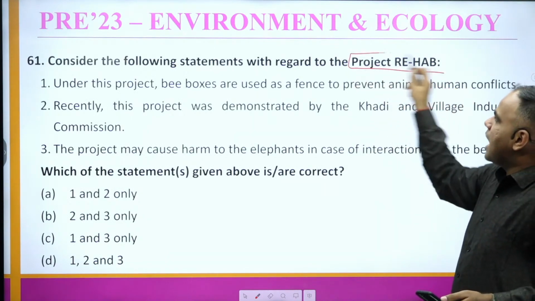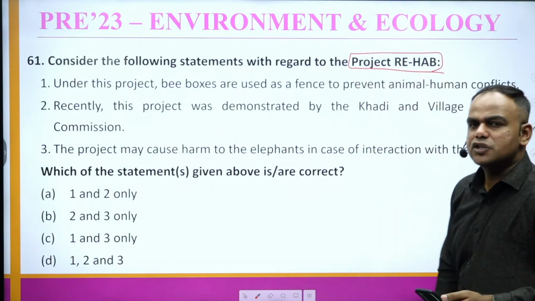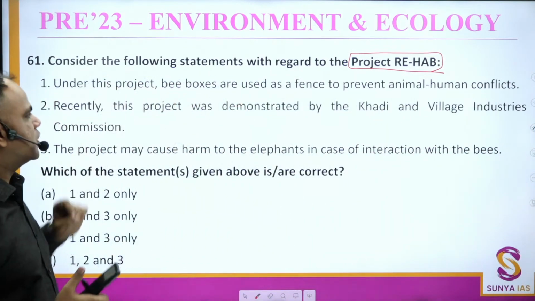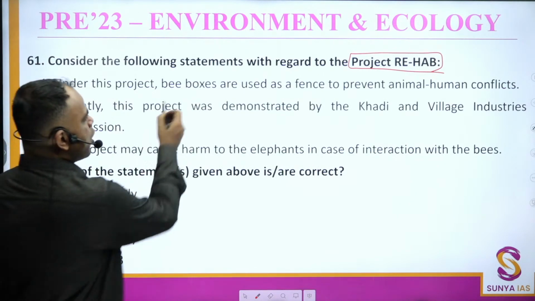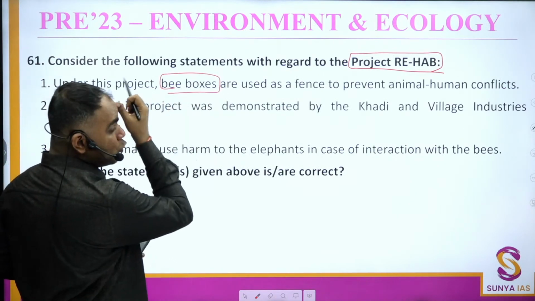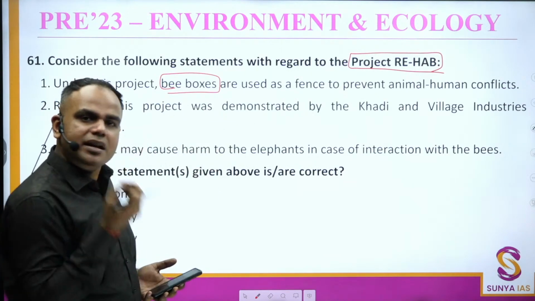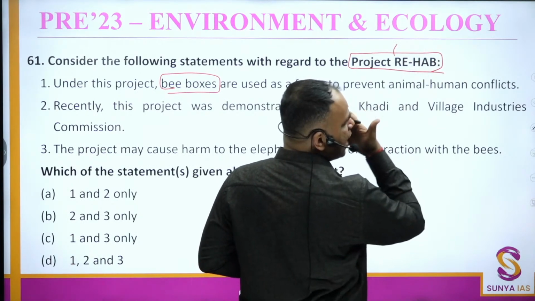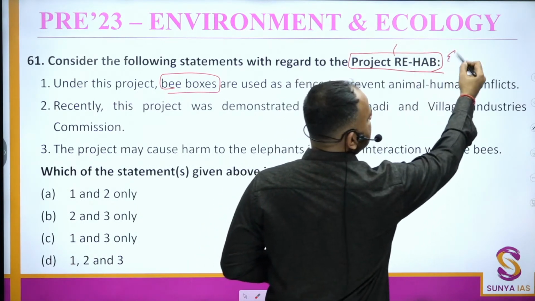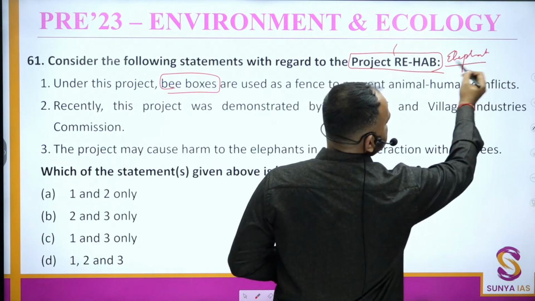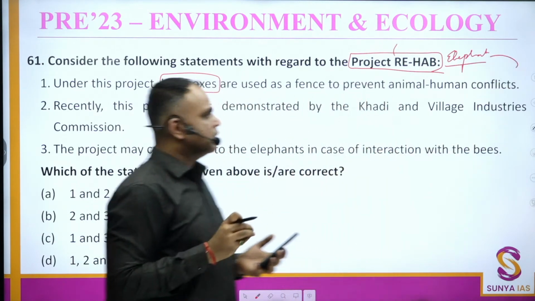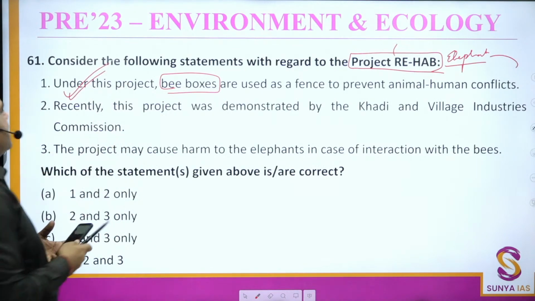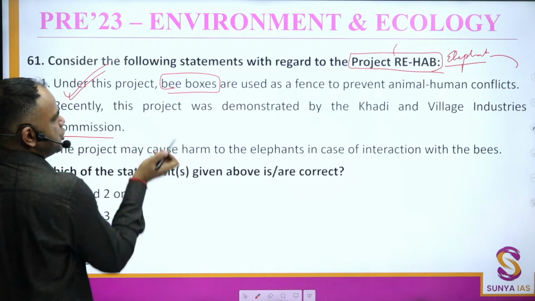There is a project Rehab. Okay, if you followed the lecture on the elephant whisperers which I had done, I have also spoken about this. Under this project, bee boxes are used to prevent animal-human conflicts. That is the basic idea. Here Rehab talks about reducing the man-animal conflict. Basically, elephant and human conflict is reduced through bees. Okay, so this is true. This was demonstrated by KVIC, the Khadi and Village Industries Commission, right?